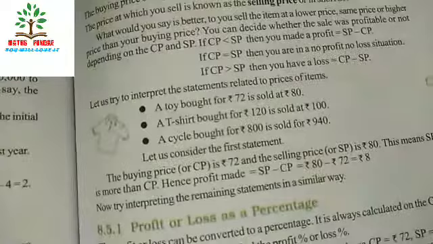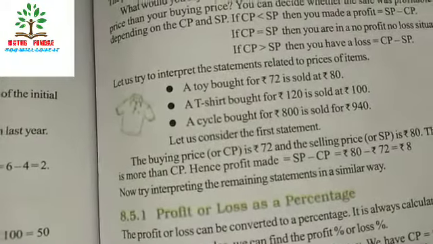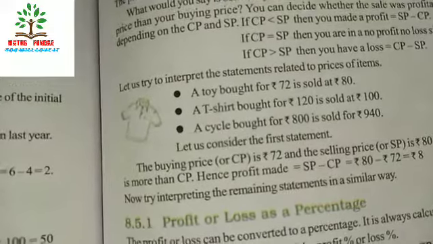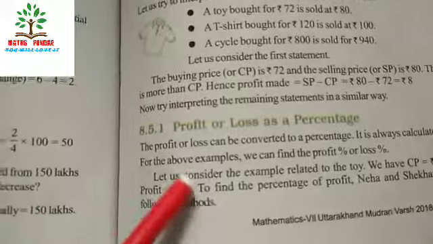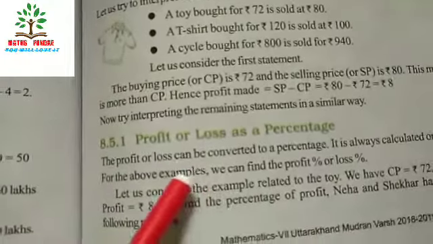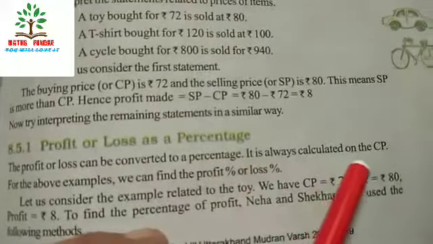So if the selling price is greater, there is a profit. If SP and CP are equal, there is no loss, no profit. And if SP is smaller, it is a case of a loss. Now, profit or loss as a percent. How do we find the percent? The profit or loss can be converted to a percent. It is always calculated on the CP.